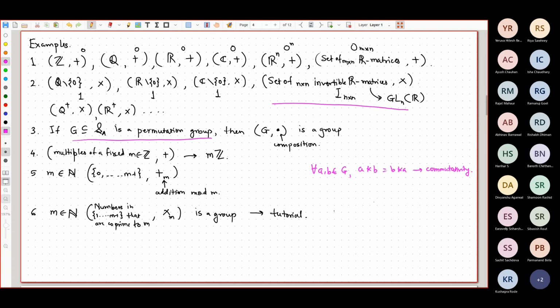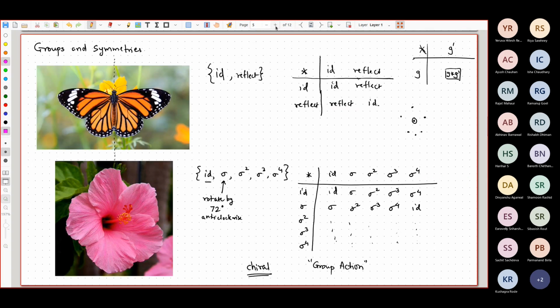So commutativity is not a prerequisite for something to be a group. The group operation is allowed to be non-commutative, like in the case of matrices, and the composition operation in the case of permutation groups. But if it turns out that your group operation is commutative, then these groups are in some sense special, and they deserve to be called by a different name. Okay, so let us do that.